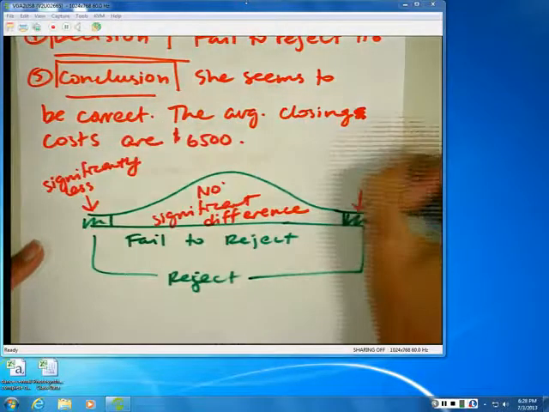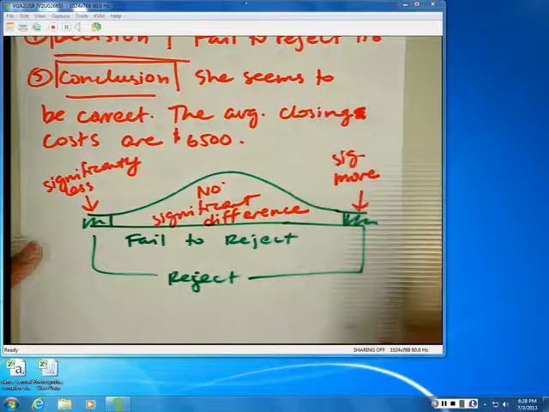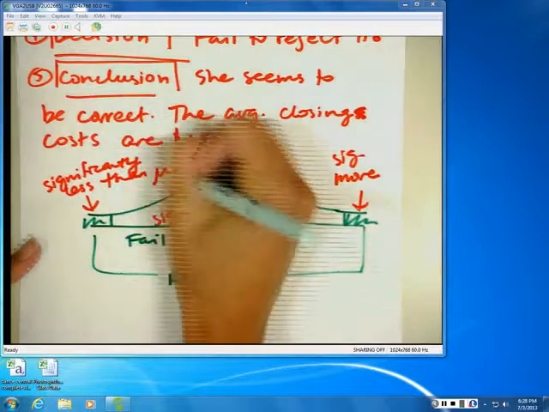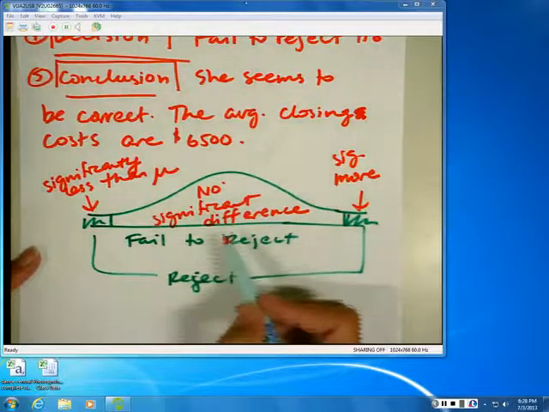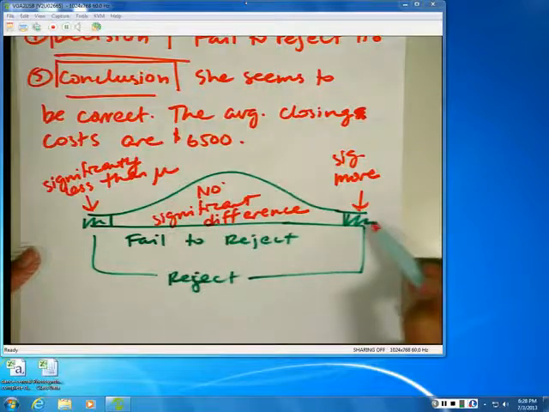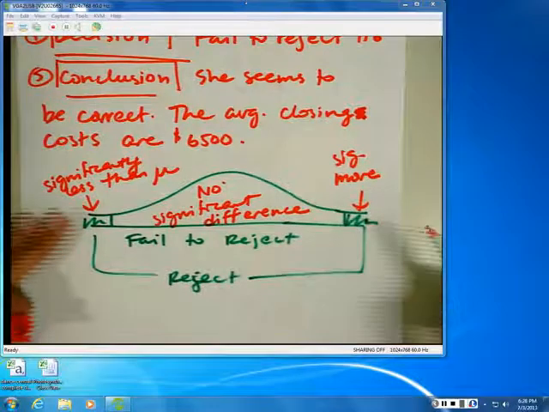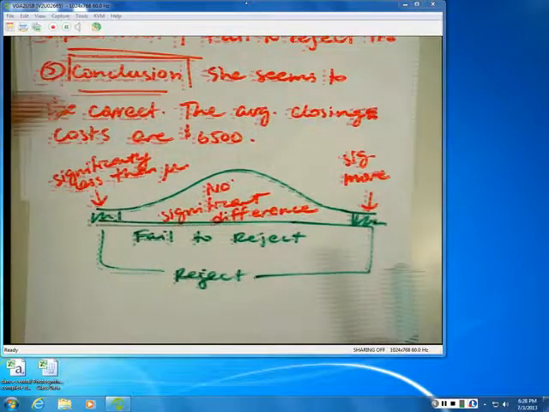And here would be significantly, I'm going to abbreviate, more. And when I'm saying less and more, I mean compared to mu from our null hypothesis. So no significant difference in the middle, but you are finding a significant difference, significantly more in the right tail or significantly less in the left tail. Okay, let's get another example in.